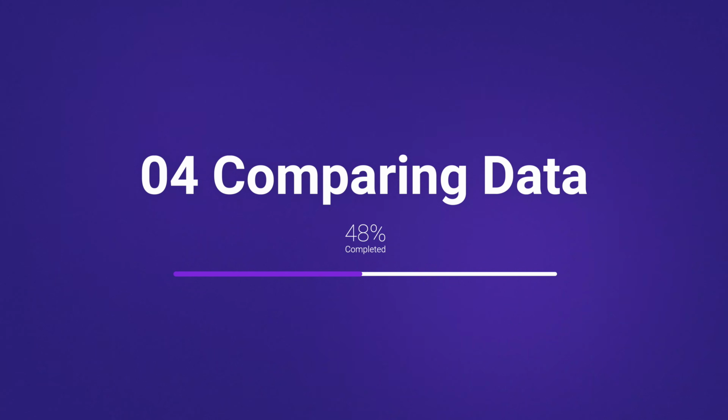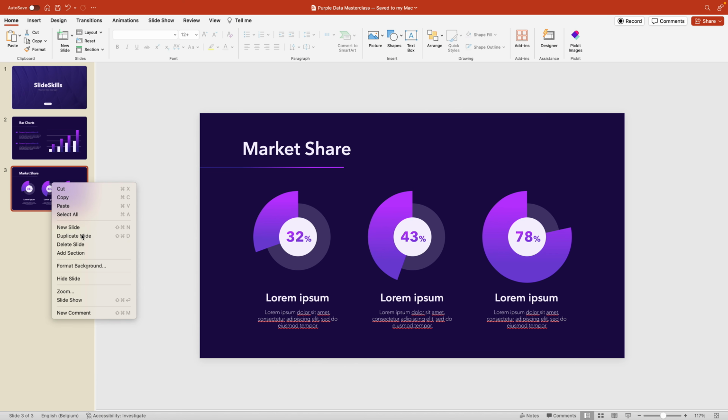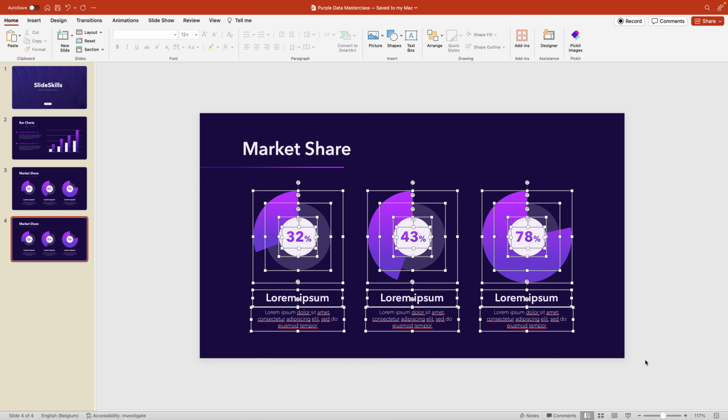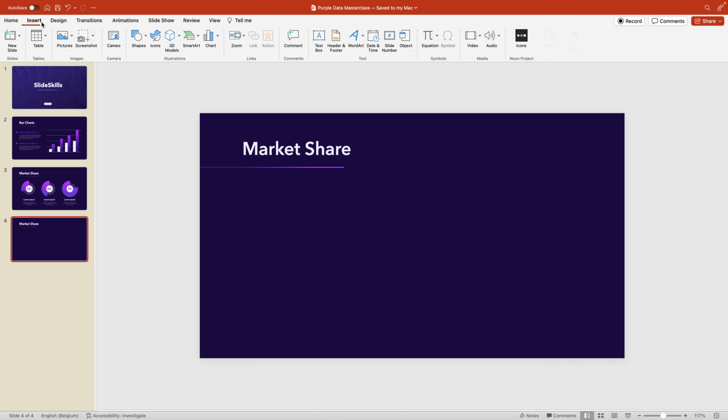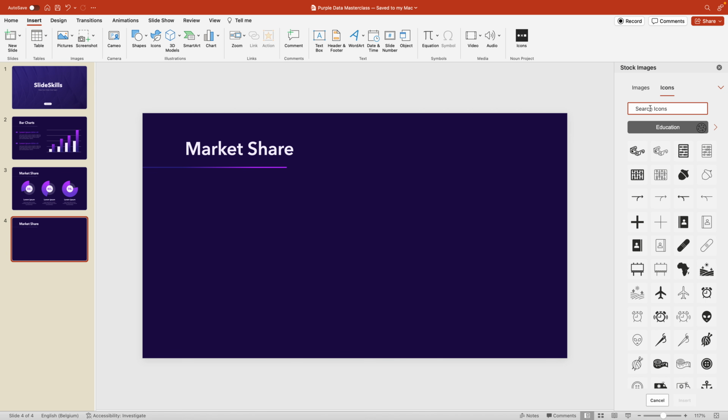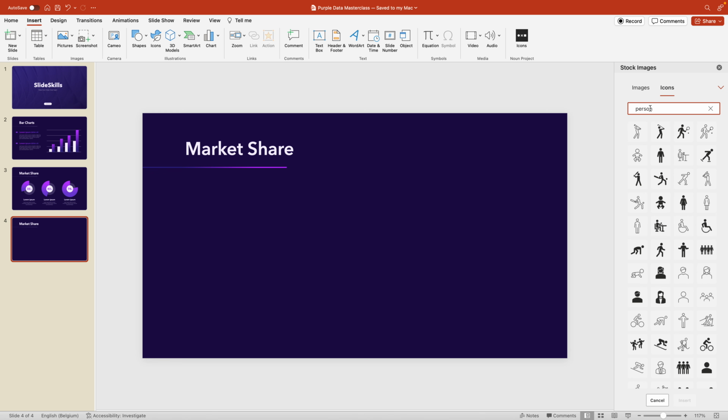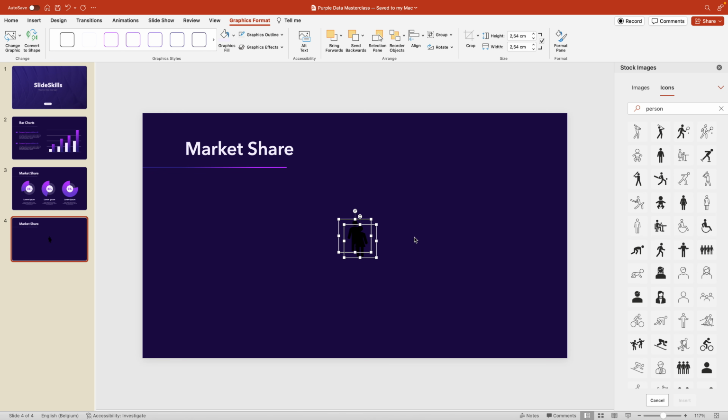And this brings us to the fourth slide, which is going to be a comparison slide between male and female data. And for the fourth one, we're going to duplicate again, get rid of the content, and now we're going to the insert icons again. Let's look for person, and we're looking for a male and a female icon. Insert them to the slide and make them quite large.